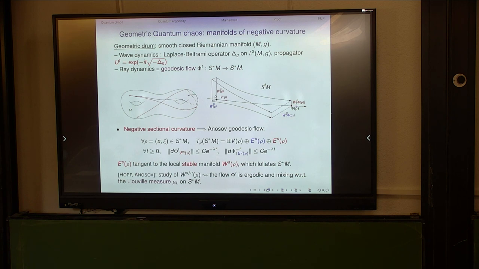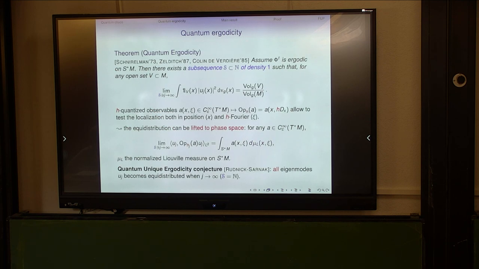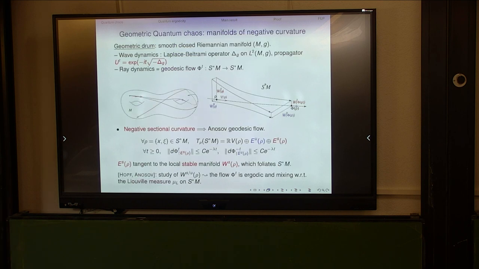closed Riemannian manifolds of negative curvature. So in this case, you replace the flat Laplacian by the Laplace-Beltrami operator, and you can still analyze the wave dynamics or half-wave dynamics in terms of the propagator. The propagator now depends on the Laplace-Beltrami operator. And the ray dynamics in this setup is given by the geodesic flow on the unit cotangent bundle. S star M is the unit cotangent bundle.